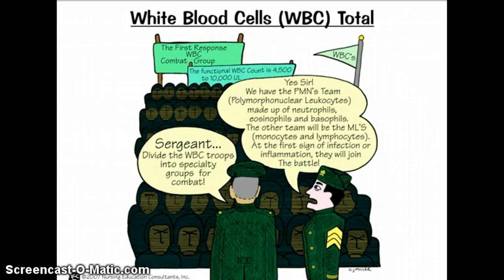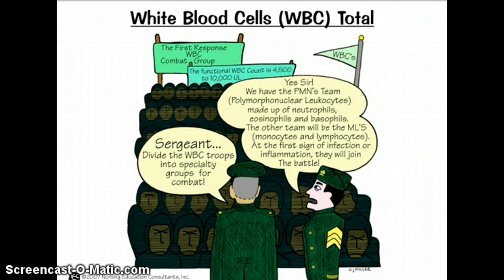If it is less than 4,500, we have neutropenia. And if it is greater than 10,000, we have what? And considering all of the different white blood cells that are part of the immune system, you have to consider what each of their job is.